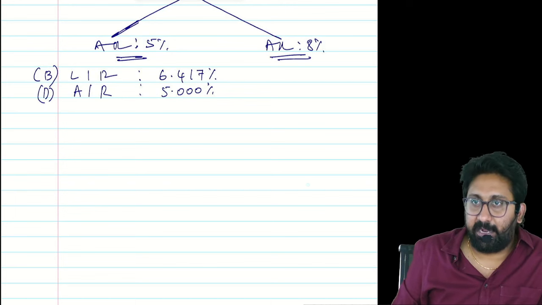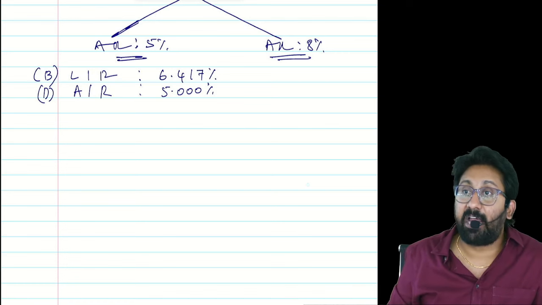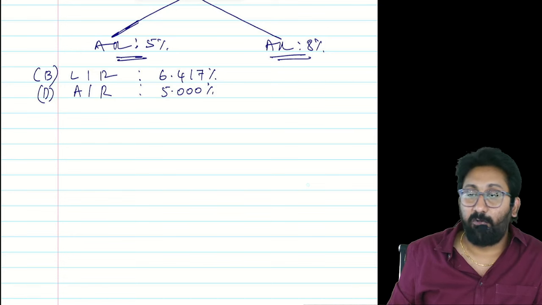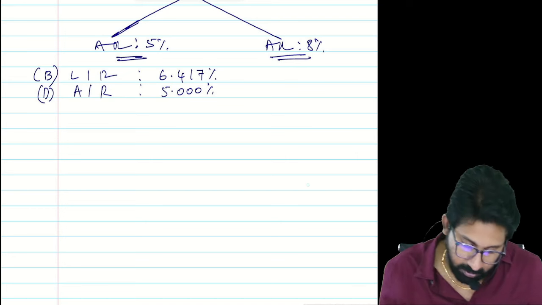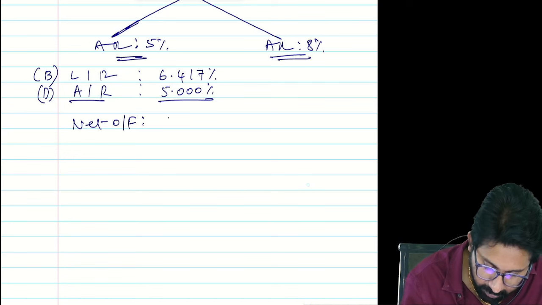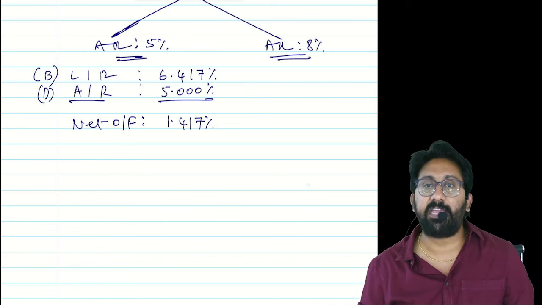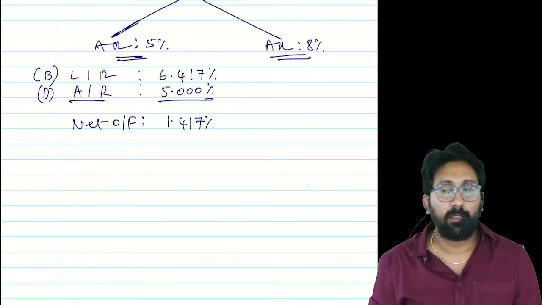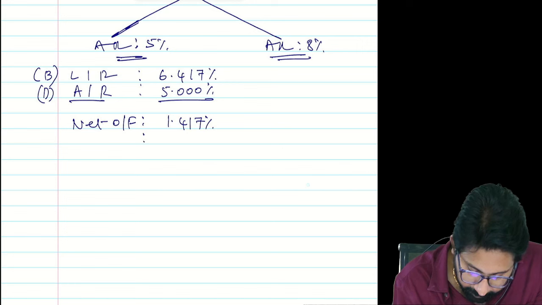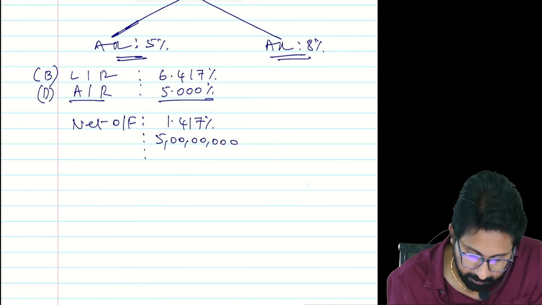I am having a deposit rate of 5%. I am having a borrowing rate of 6.417. I am having a net outflow. Everyone tell me, how much is the net outflow? 1.417%. Is 1.417 rupees or percent? We need to apply that on some amount. What is the amount? 5 crore.